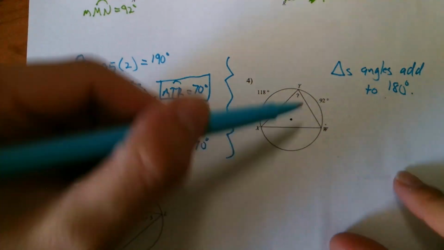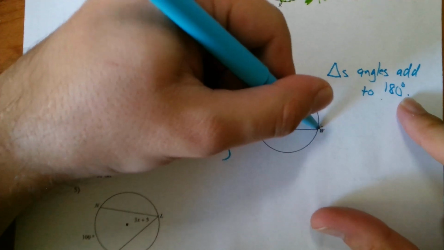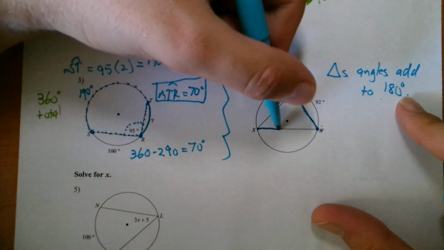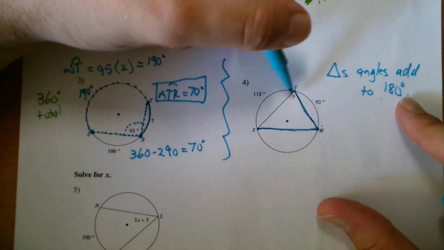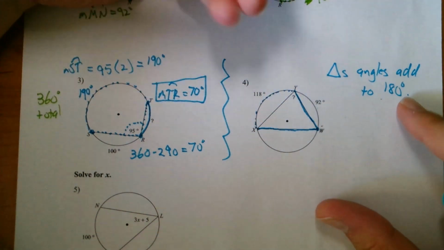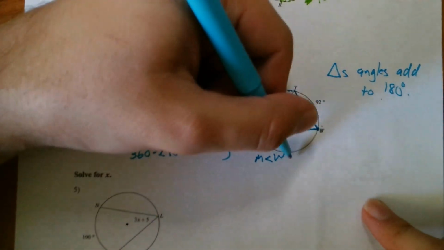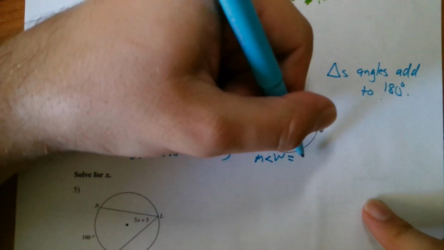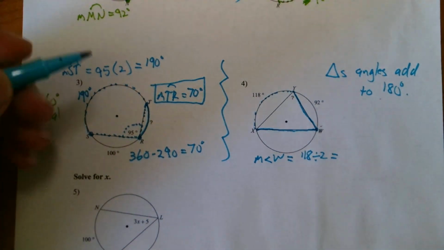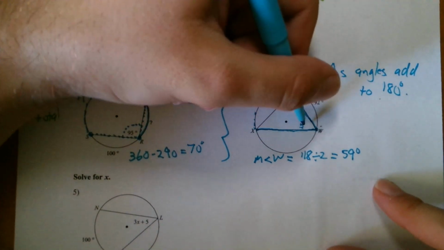Cool. And each of these angles of the triangle is inscribed. For example, if I look at angle W, it has its sides right here. And if I notice the endpoints at Y and X, that tells me the arc of that angle is 118. So I'm going to do measure of angle W equals 118 divided by 2. And half of 118 is going to be 59 degrees. Cool.